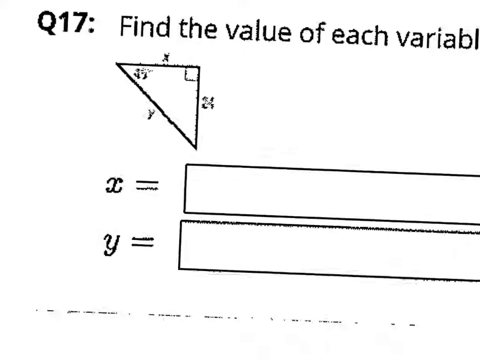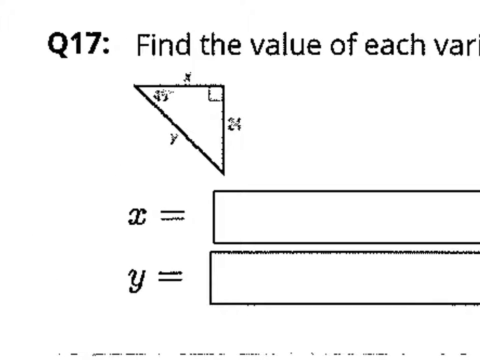And number 17, similar deal. These are hard to read. This is 45 degrees. This is 24. This would be the hypotenuse. Here's my reference angle, so that means this is the opposite. This is the adjacent.